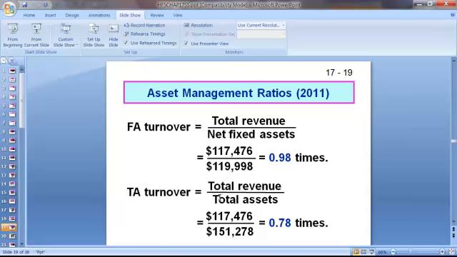And this is the fixed asset turnover. It measures the utilization of your net fixed assets, your property, plant, and equipment. And then the total revenue over total assets is your total asset turnover. It measures how your assets are producing in total revenue dollars. So let's go and calculate these.